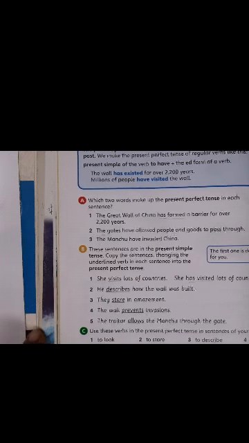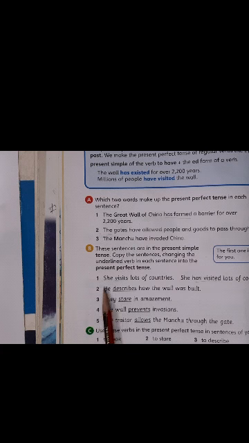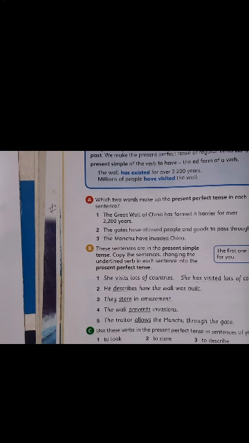Now children, try the second one. He describes how the wall was built. First see, children, singular or plural? Yes, I need to add has or have. Now what will I add here? Has, very good, because it is singular. He has. Now this verb will change because I need an ed verb, past tense. So he has described how the wall was built.